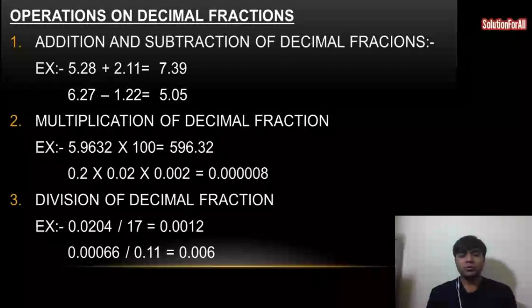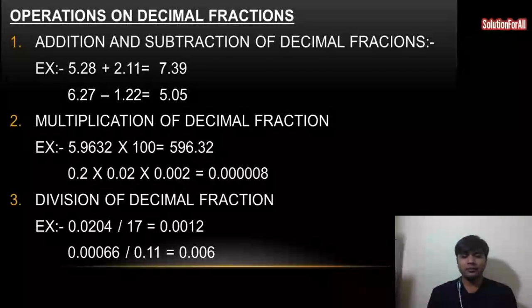Now 0.2 into 0.02 into 0.002. So simply we'll multiply the numbers first, 2 into 2 into 2, that is equal to 8. Now I can see in the first one, 0.2, I have one digit after the decimal. Then in the second one I have two digits. Then in the third one I have three digits. Total, we can say that 1 plus 2 plus 3, that is equal to 6 digits we have after the decimal. So before 8 I'll put 5 zeros, so that it becomes 6 digits total after the decimal.